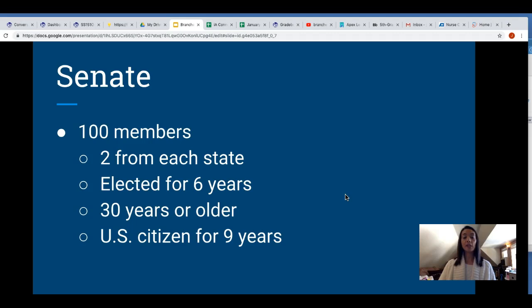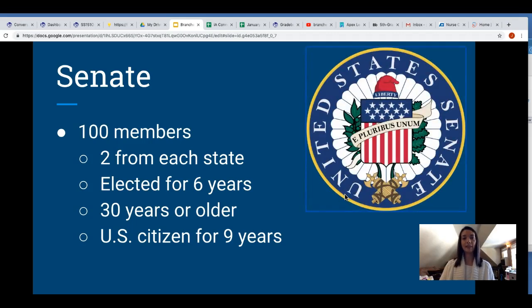And you have to be a U.S. citizen for 9 years. So, unlike the president, you don't have to be born in the United States if you want to be a senator, but you do have to have lived in the U.S. for at least 9 years, okay?